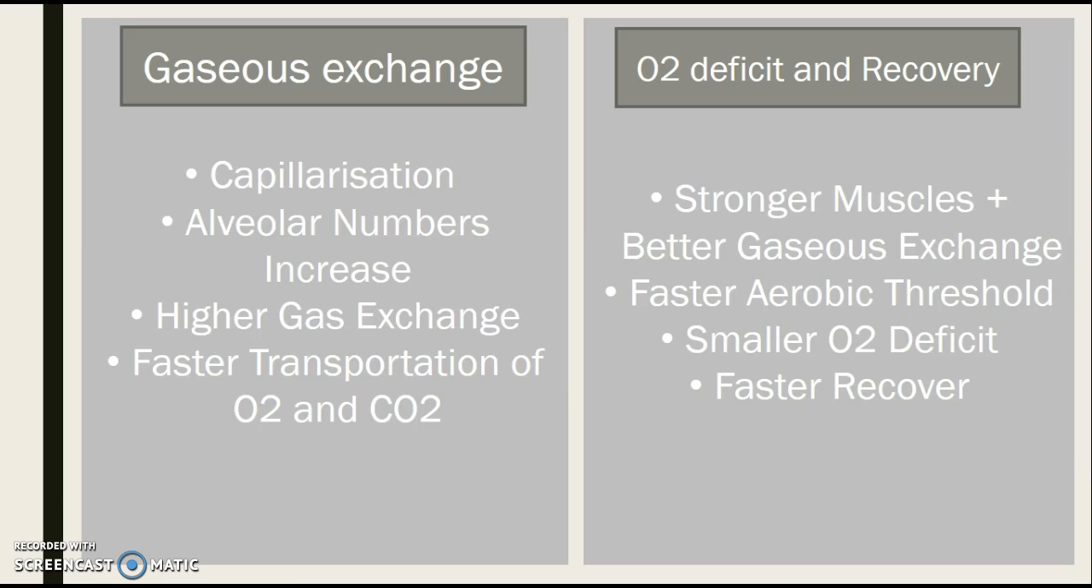Capillarization and alveolar increase means there's a faster diffusion of gases, meaning a faster transport of oxygen and carbon dioxide. Stronger muscles and better gaseous exchange means oxygen reaches muscles faster, decreasing time until the aerobic threshold is reached.